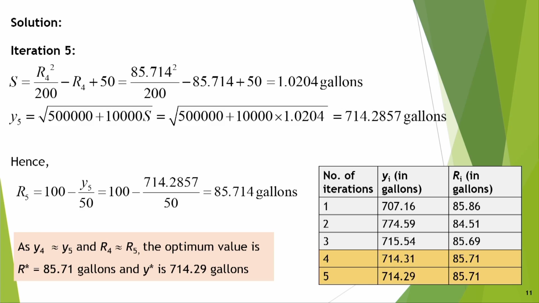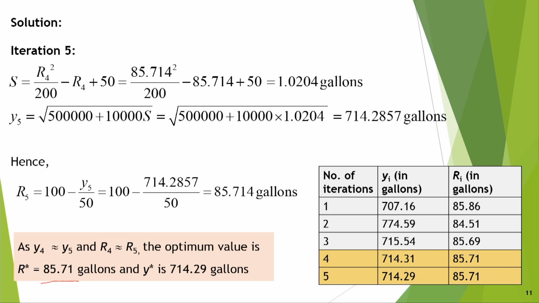Now you stop when there is not much change in the consecutive values of y4 and y5, and similarly there is no change in the value between r4 and r5. So the optimum value has been found, that is 85.71 gallons.